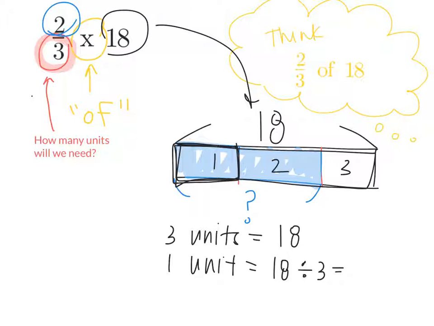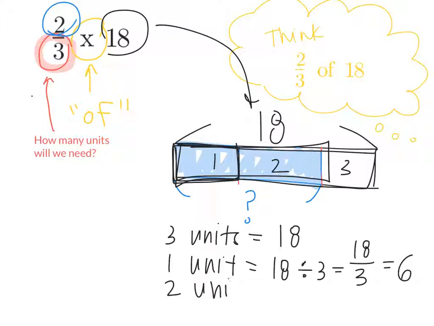Another way to write 18 divided by 3, of course, is 18 over 3. And what is 18 divided by 3? 6. Okay, but the question's not asking us to find 1/3 of 18. It's asking us to find what? 2/3. So I need to do, how many units am I trying to find? 2 units. So then we write here 2 units equals 6 times 2, or 6 plus 6, right, which is 12. So therefore, 2/3 of 18, or 2/3 times 18, is equal to what? 12. Very good.